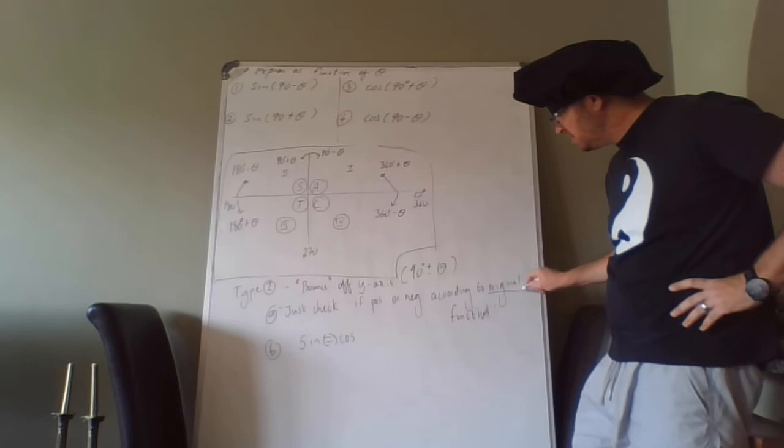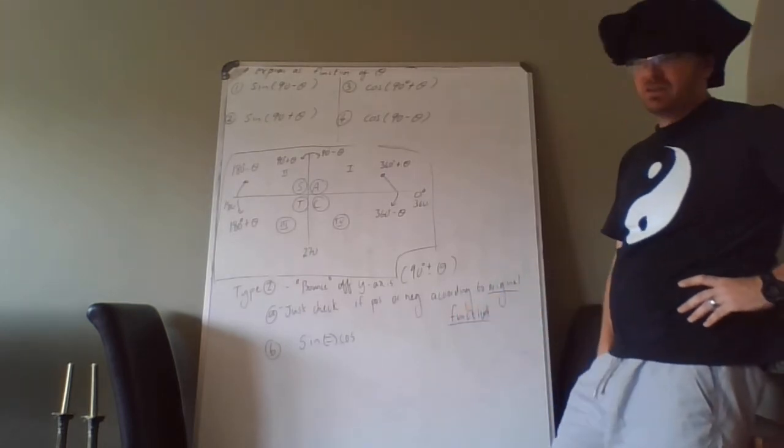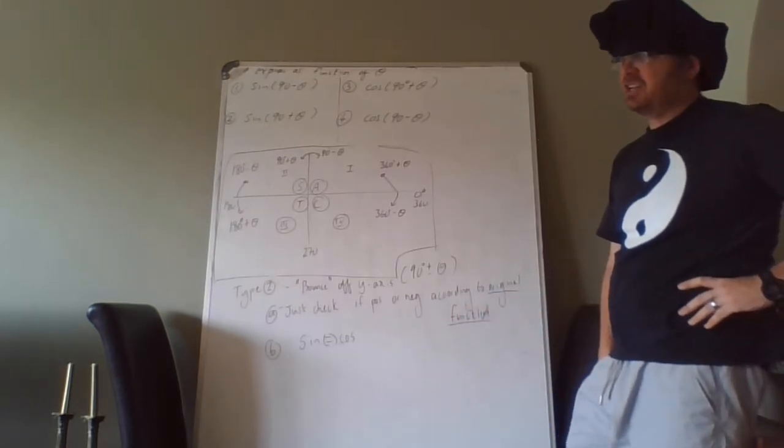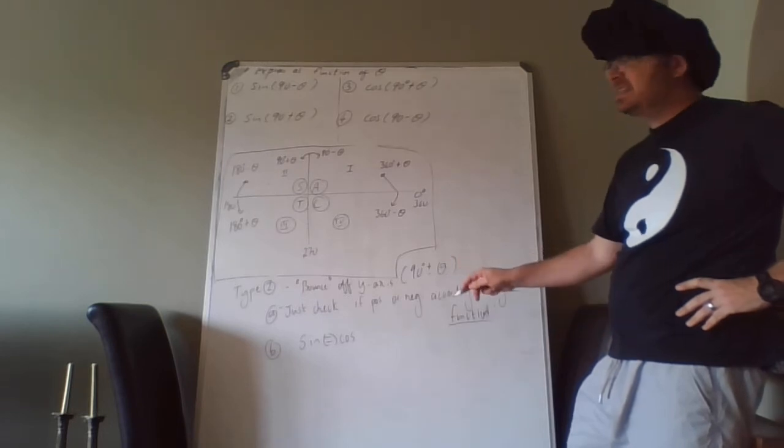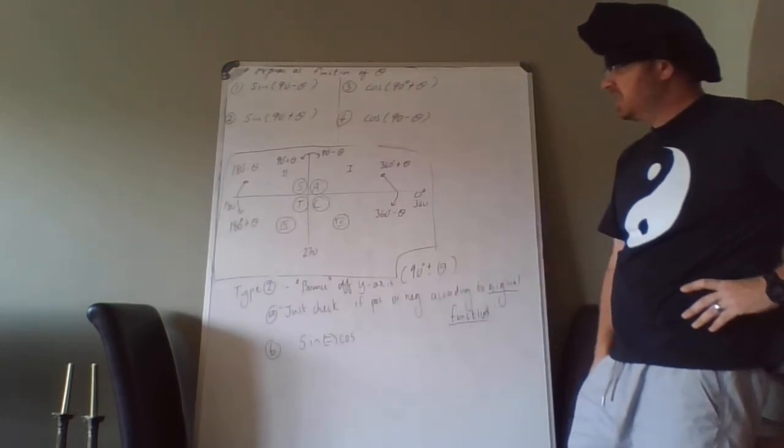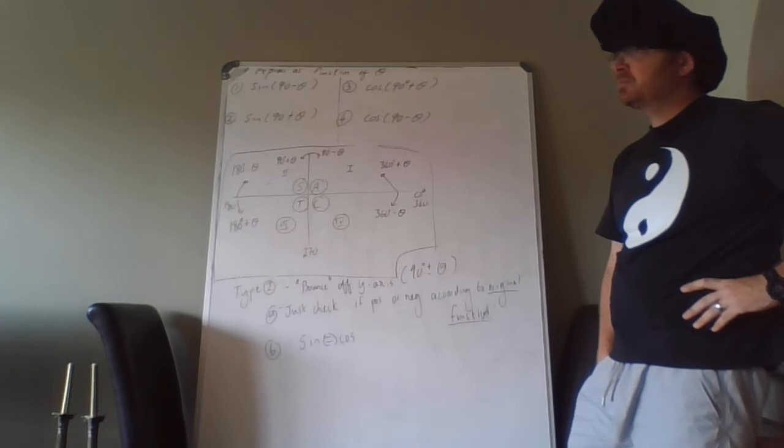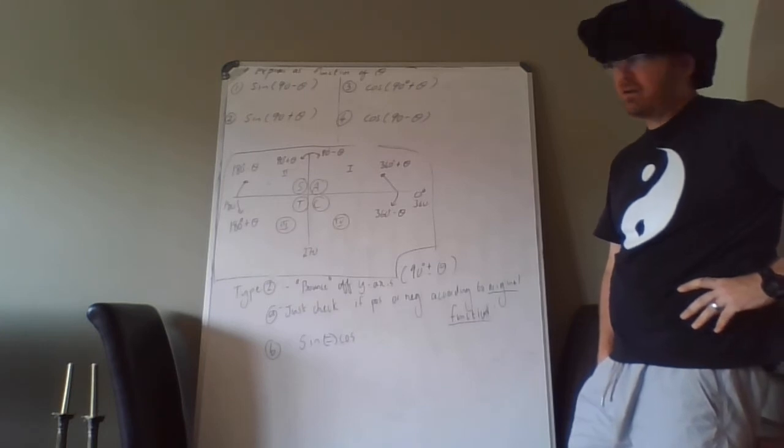But it's according to the original name, not to the function it's going to change to. And then remember for 90, sine and cos interchange. But whether it's positive or negative depends on the original name of the function.